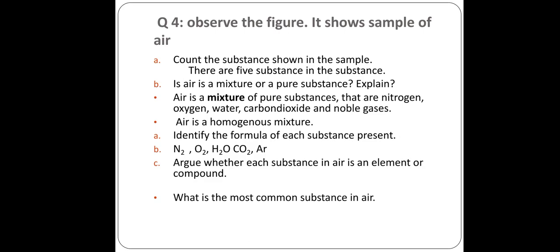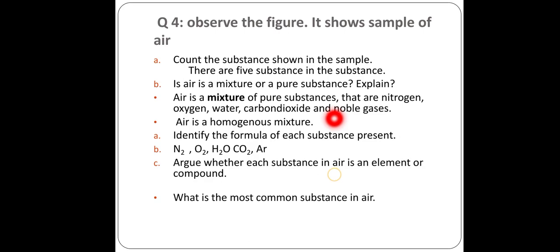Now for question number 4, part B, is air a mixture or a pure substance? Explain. It is very clear to you all. We have been doing this for a very long time. I think it is on your fingertips that the entire physical world is made up of mixtures of compounds and elements. So air is also a mixture of compounds and elements. For example, air has oxygen, water, carbon dioxide, noble gases. These are all gases which are present in air, and all of them are in a single phase.